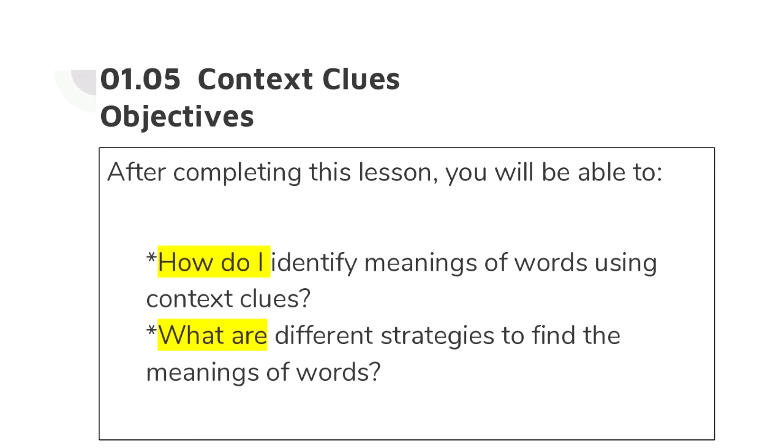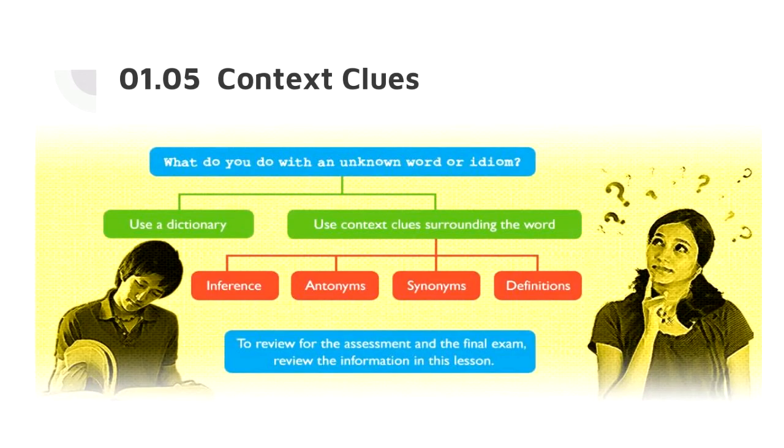So as you read through 1.05, these are the things that you're keeping in mind. How do I identify meanings of words using context clues? And what are the different strategies to find the meanings of words? At the end of lesson 1.05, you should be able to answer those questions. And then once you read through 1.05 on your own, again, this is serving as just an introduction. I still want you to go through 1.05 on your own, take the time, read through the lesson, answer your objective questions. And then this is kind of a summary, and this is directly from the lesson about context clues.